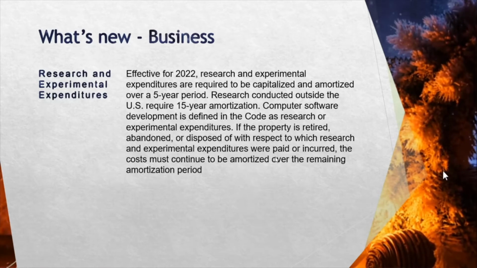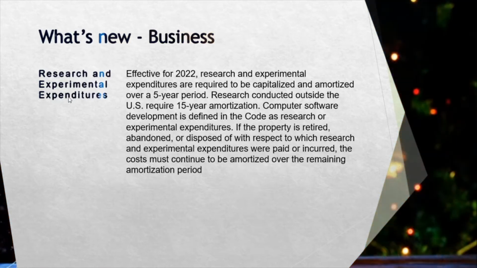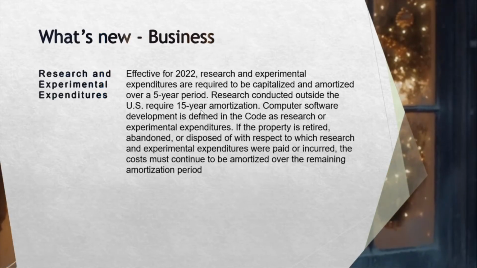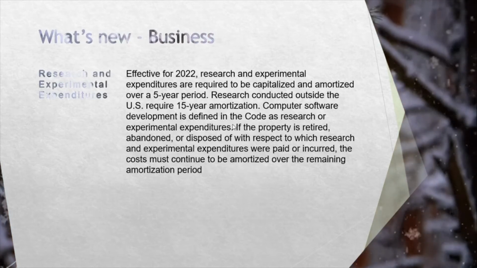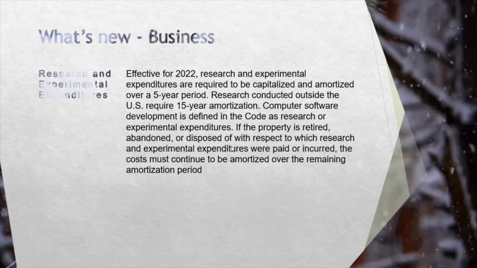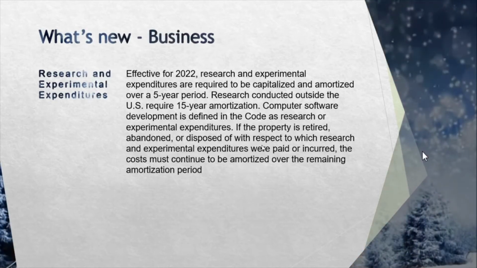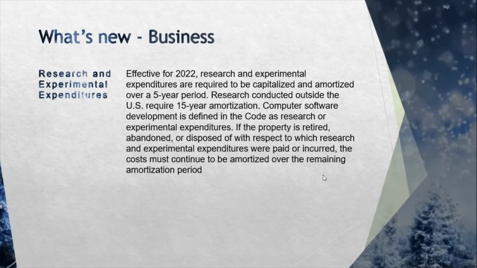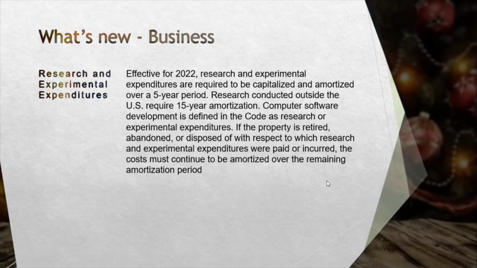Effective for 2022 under the research and experimental expenditures tax provision, research and experimental expenditures are required to be capitalized and amortized over a 5-year period. Research conducted outside the U.S. requires 15-year amortization. Computer software development is defined in the code as research or experimental expenditures. If the property is retired, abandoned, or disposed of with respect to which research and experimental expenditures were paid or incurred, the cost must continue to be amortized over the remaining amortization period.